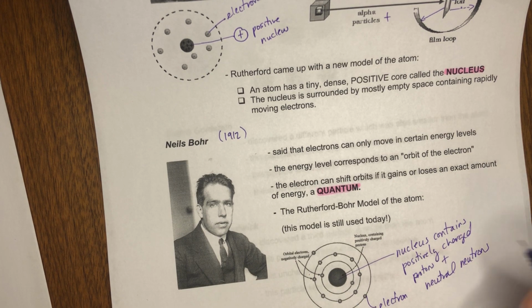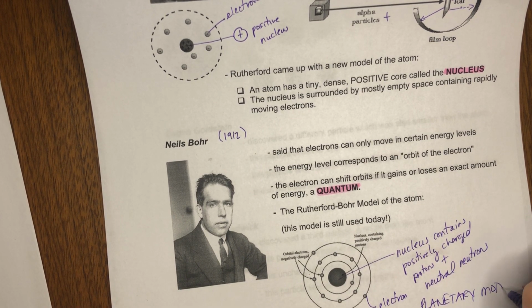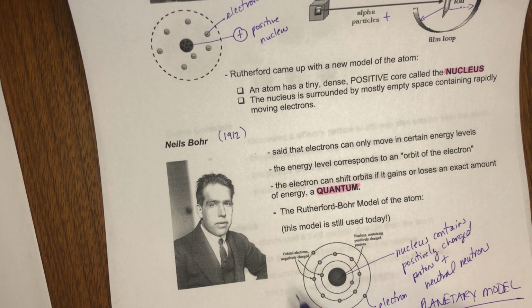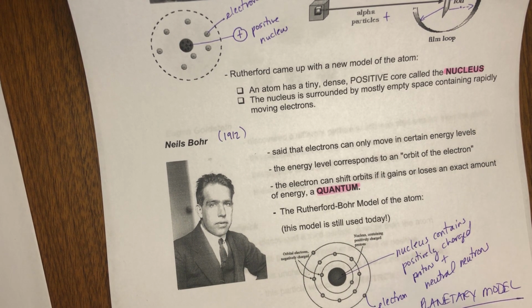It's also called the planetary model, because this is like the sun, and these are like the planets in their orbits. And the electrons are negatively charged. Let's not forget that. So that's the end of this lesson.